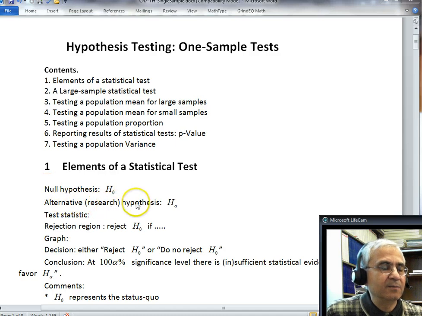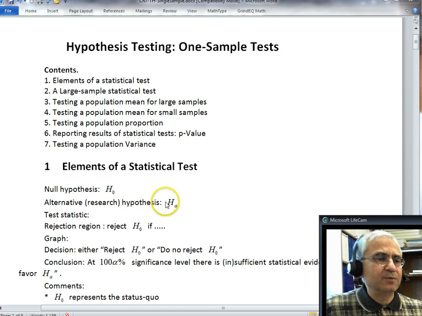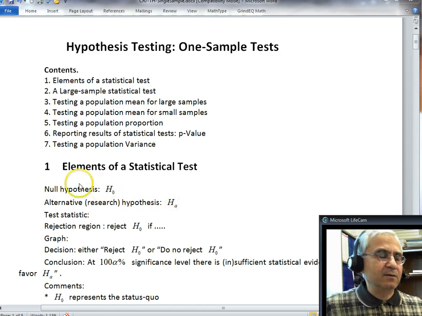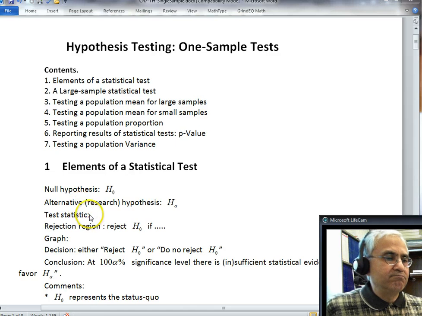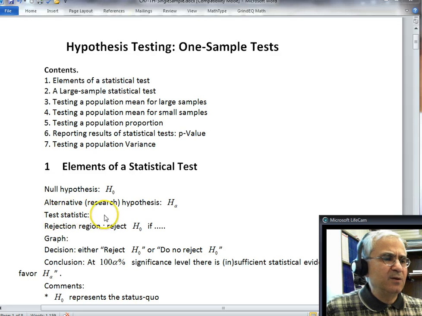For that, the first two elements of a test are called the null hypothesis and the alternative, or the research hypothesis. We write that H sub 0. We write this as H sub A. That's the alternative. This is the hypothesis we want to prove, and that's the status quo. Okay? So to make a choice between these, we collect data, we summarize the data, and we call that data summary the test statistic. That's how we summarize our data.